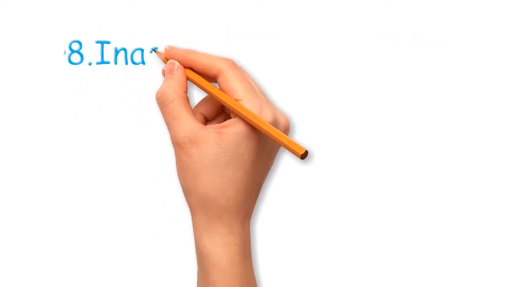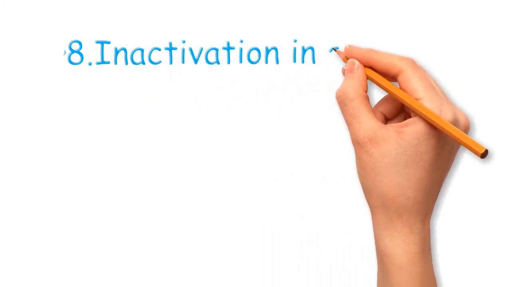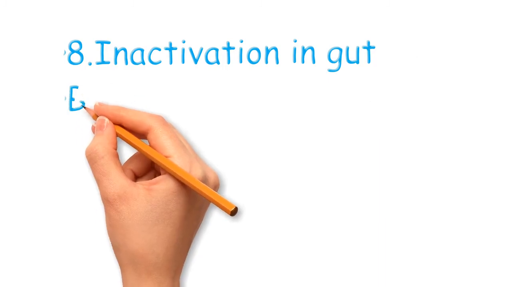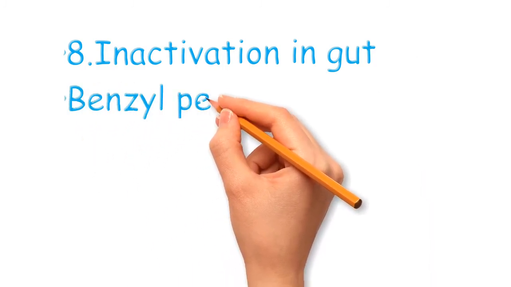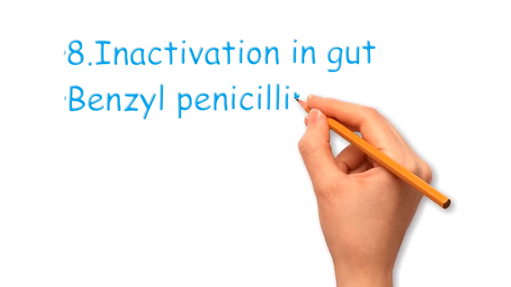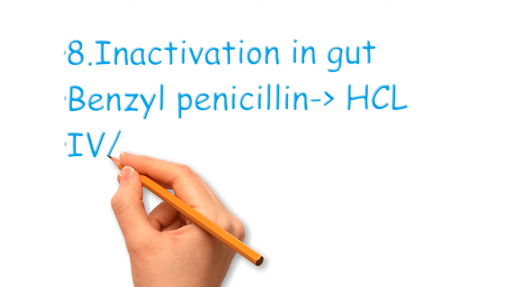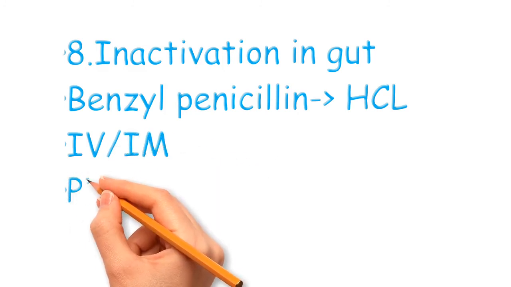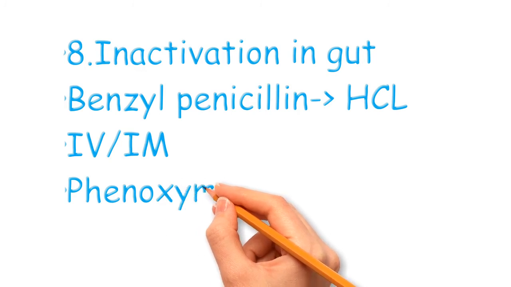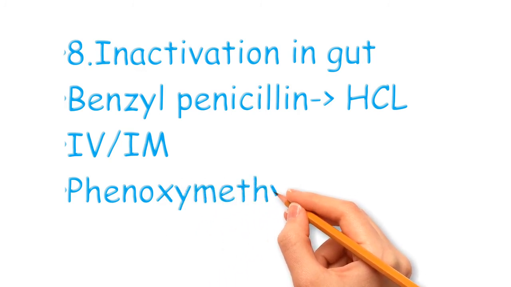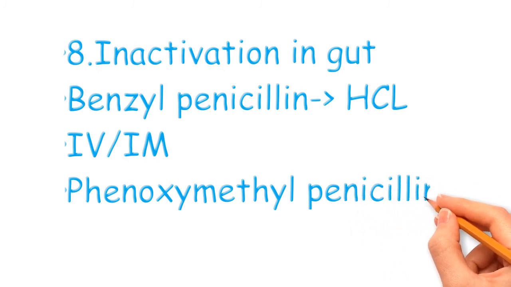Drug absorption is also affected by the inactivation done by the gut. As an example, benzyl penicillin is destroyed by HCl secreted from the stomach. Therefore, if we give oral preparations of benzyl penicillin, the bioavailability will be very, very low. That's why we give benzyl penicillin as IV or intramuscular preparations. But in contrast, phenoxymethyl penicillin is stable in acids. Therefore, it can be given orally.